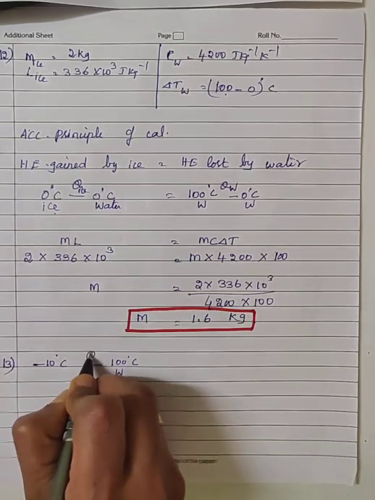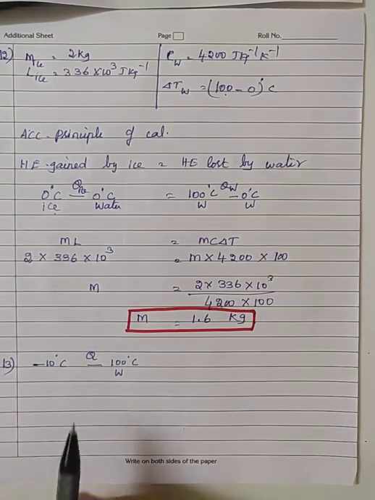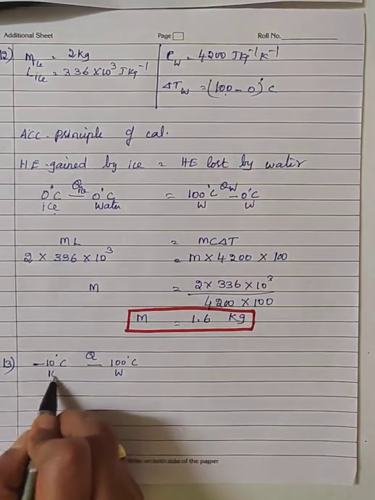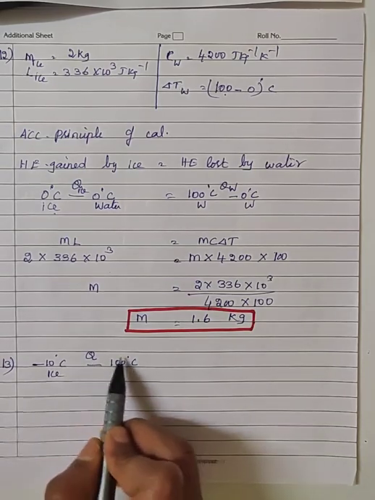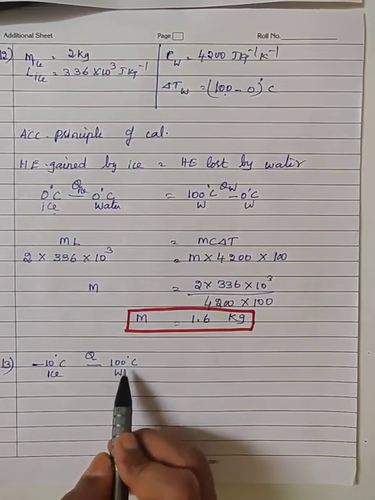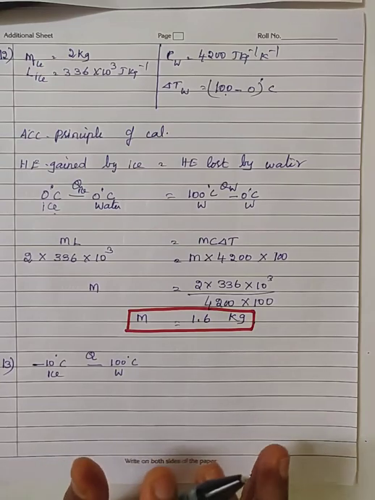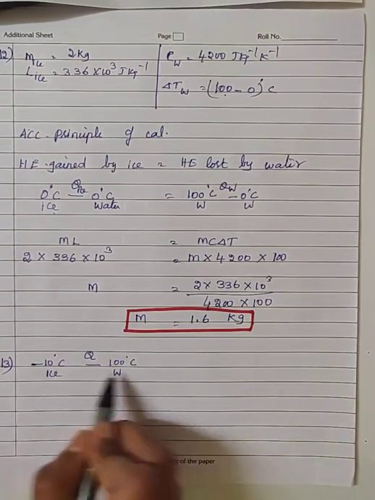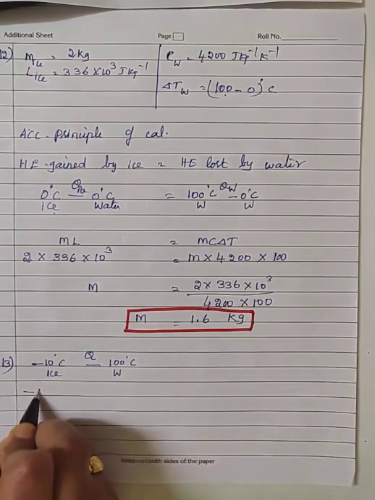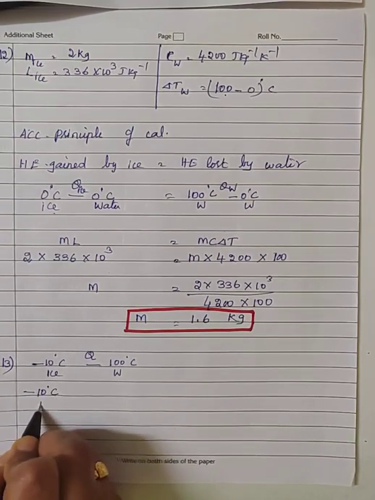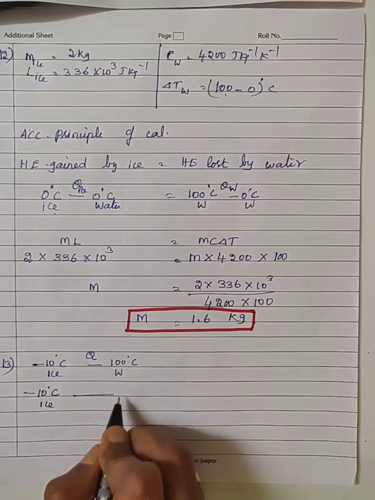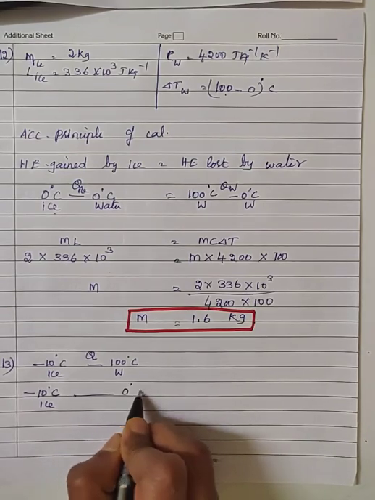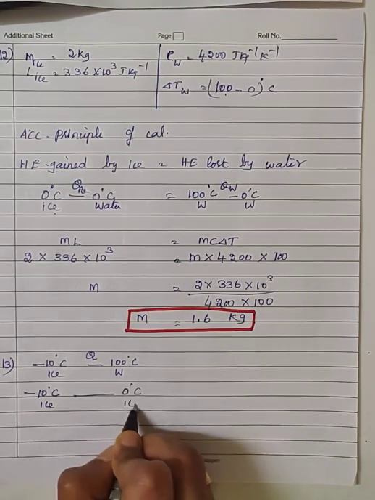For this, how much amount of heat energy is absorbed? So I write minus 10 degrees Celsius of ice absorbs Q amount of heat energy to convert itself into water at 100 degrees Celsius. So this is not a direct process. What are all the steps involved? First, minus 10 degrees Celsius of ice will absorb some amount of heat energy to increase its temperature up to 0 degrees Celsius of ice.